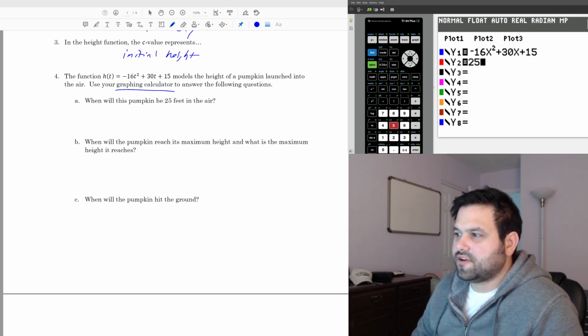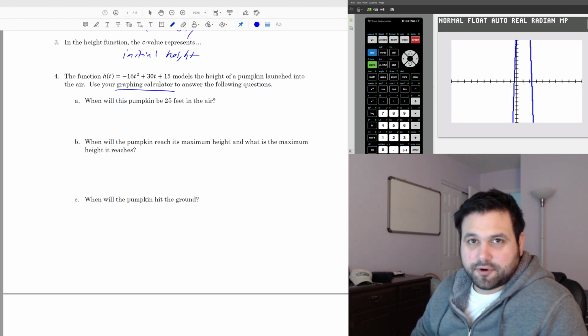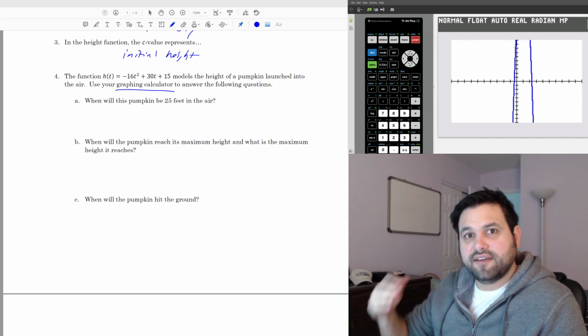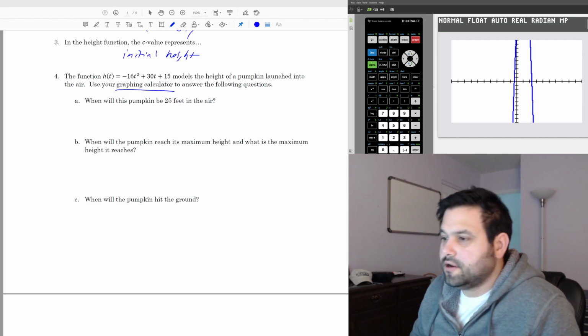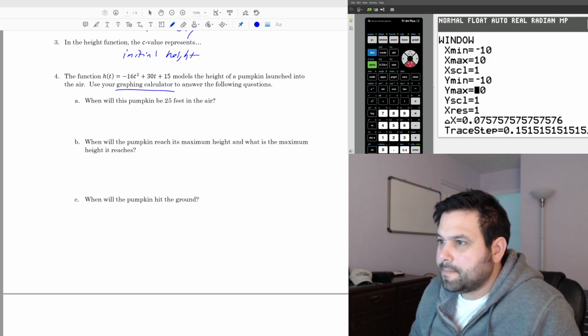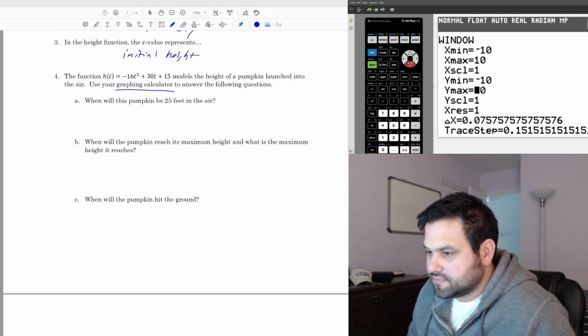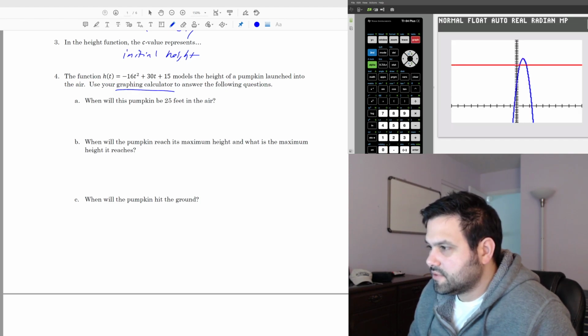If I hit graph right now, I can see part of the graph, but I obviously can't see 25 because I'm on a 10 by 10 window. So I will change that window and make the y maximum larger because I need to see more of that. I know I need to see at least 25, so I'll make it, let's say, 40. Hit graph. I can see it now.